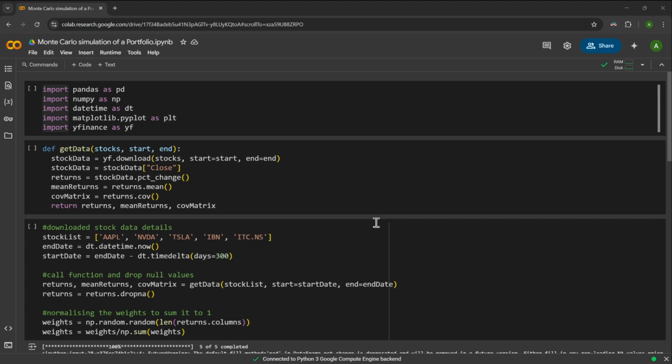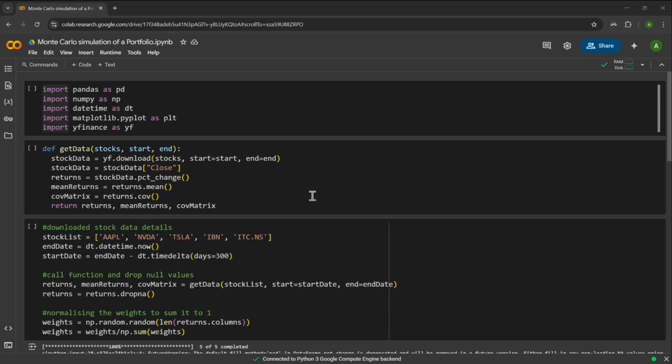So generally, Monte Carlo simulations help us in understanding the risk and uncertainty involved while making decisions. And this is not only used in finance, but it can also be used in many fields like physics, engineering, etc.